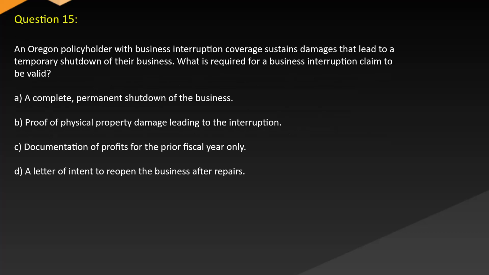Question 15. An Oregon policyholder with business interruption coverage sustains damages that lead to a temporary shutdown of their business. What is required for a business interruption claim to be valid? A, a complete permanent shutdown of the business. B, proof of physical property damage leading to the interruption. C, documentation of profits for the prior fiscal year only. D, a letter of intent to reopen the business after repairs.